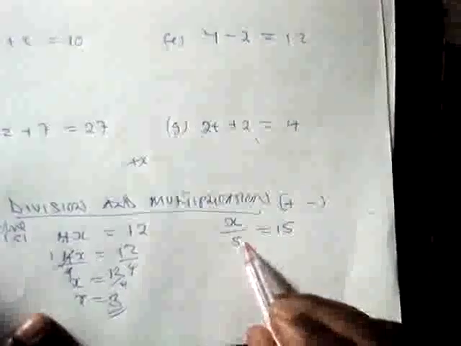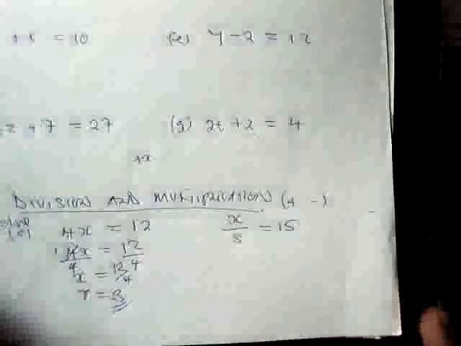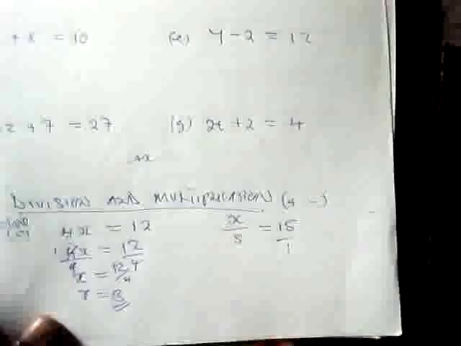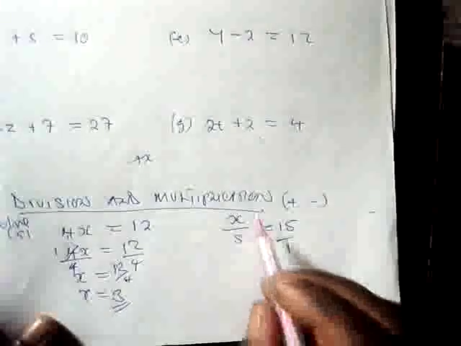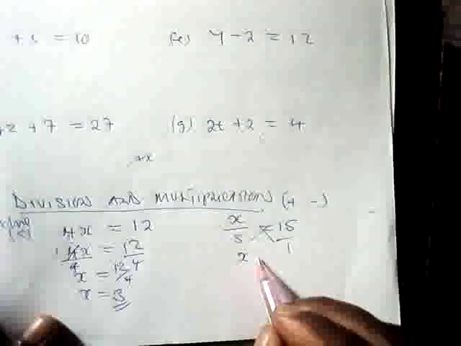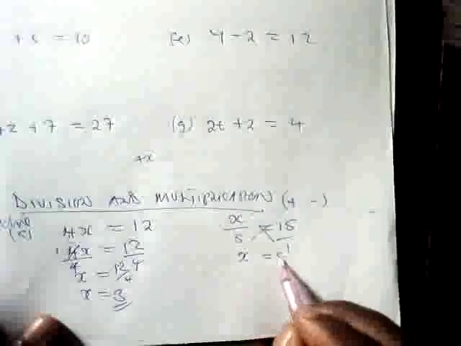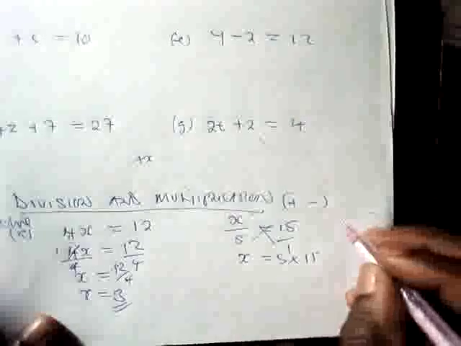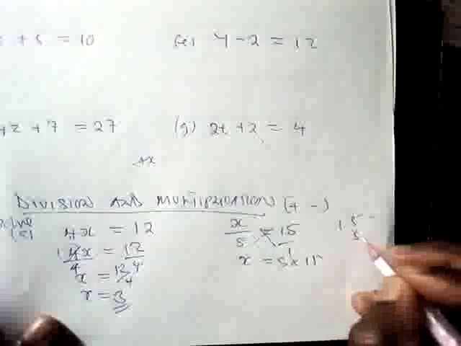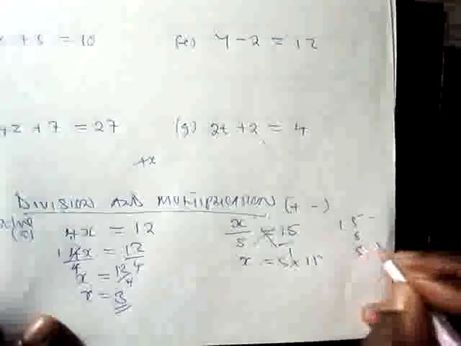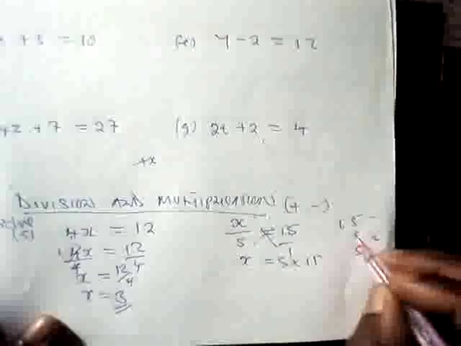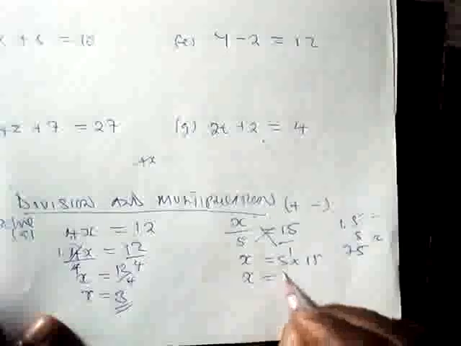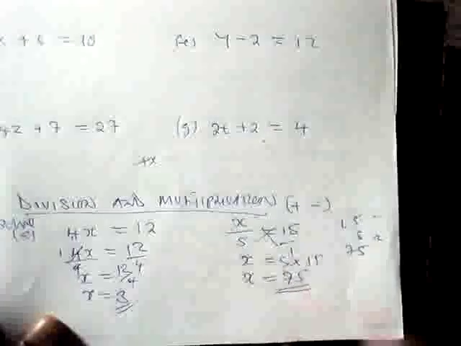We look at this. This is a fractional equation. Okay, it's a fractional equation. What do you do now? You say over 1. Okay, so you cross multiply. So x times 1 is x is equal to 5 times 15. So in this case, what we have, 15 times 5. 5 times 5, 25. 5 times 1, that is 5 plus 2, 7. So here x is equal to 75. So this is the answer.